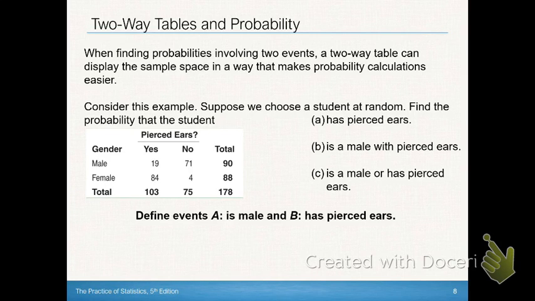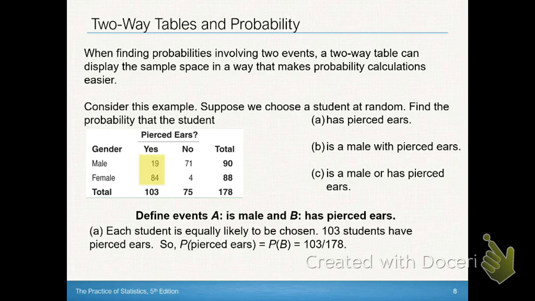In this section of notes, we're going to expand what we know about disjoint or mutually exclusive events and look at what happens when there is an overlap between two events. So we're looking at this example where we have a certain number of people and then we've broken them up into categories, whether or not they have pierced ears and whether or not they are male or female. So first we have just definitions of event A being male and event B being someone that has pierced ears.